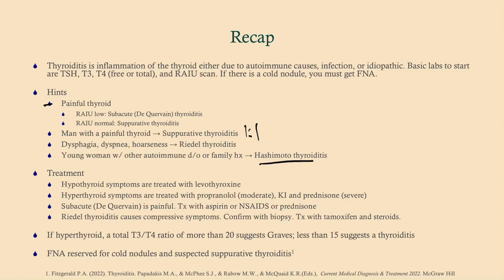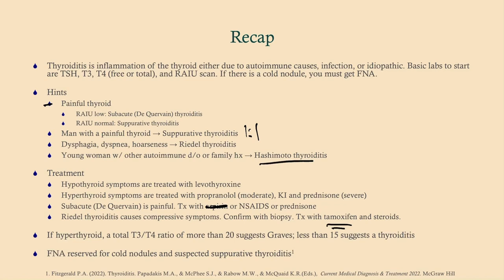Now, the treatment, as I mentioned, hypothyroid symptoms are treated with levothyroxine, follow up on the TSH. Hyperthyroid symptoms are treated with propranolol if they're moderate symptoms. If they're severe symptoms, treat it with potassium iodide and prednisone. Prednisone will be important there because it will cut down on the potential of worsening the hyperthyroidism. Subacute is painful. You'll treat this with actually no aspirin, that's old. So you'll treat this with NSAIDs or prednisone. If that's not enough, you can go on to opiates, but that's typically not needed. Riedel's thyroiditis causes compressive symptoms, so confirm that with a biopsy. That's treated with tamoxifen and steroids.